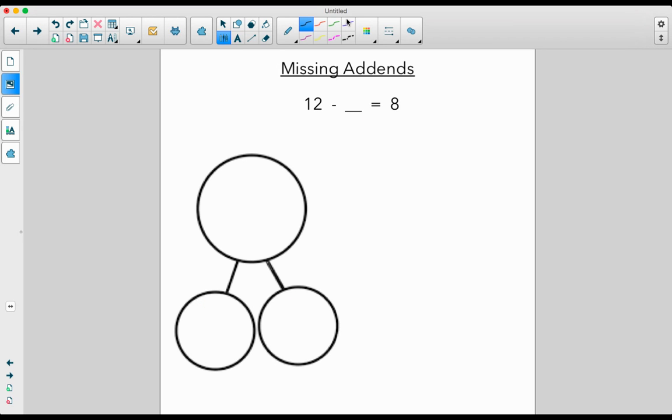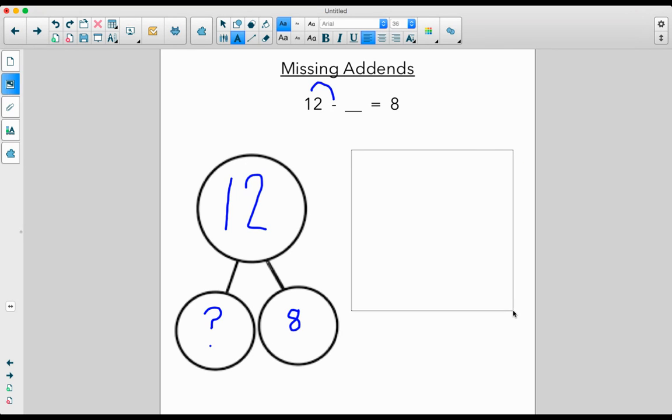The same thing goes if I had a subtraction. This is the one that the kids get the most confused about. So if I had a subtraction problem, I have to remember that when I see the subtraction sign, the whole always comes before it because we're taking away from the whole. So in this problem, 12 is my whole. I don't know this part, but I know that the other part is 8.